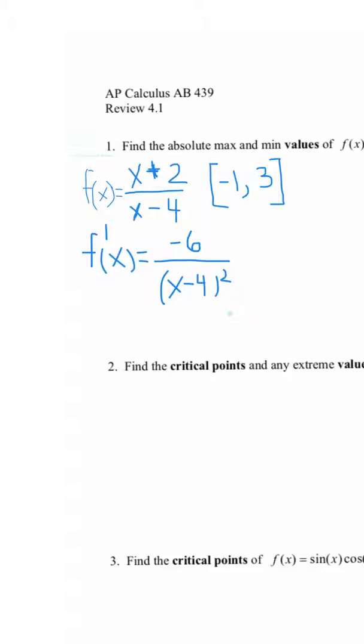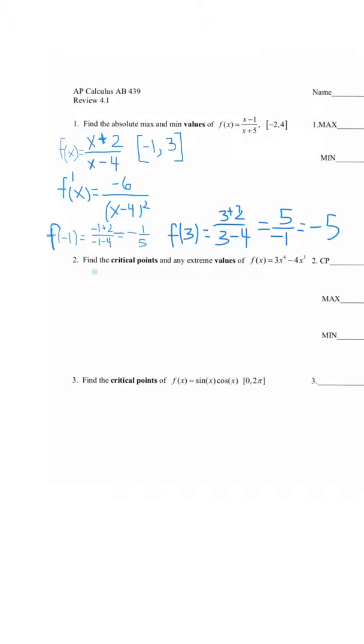That means that the only critical points are going to happen when x is equal to -1 or when x is equal to 3. So the only thing I have left to do is to plug in -1 into the function, and I get -1/5. I plug in 3 to the function, I get -5. So that means that my maximum must be -1/5, and my minimum must be -5.